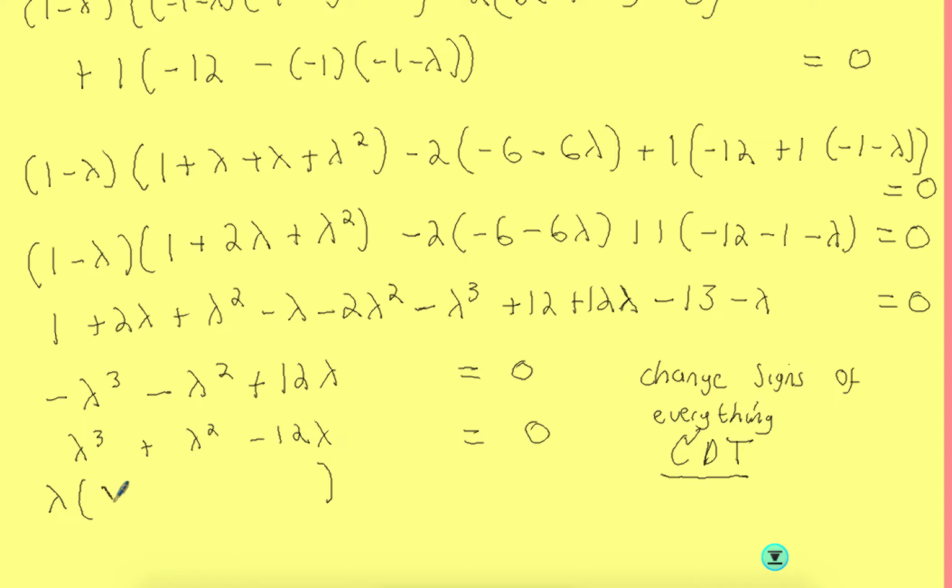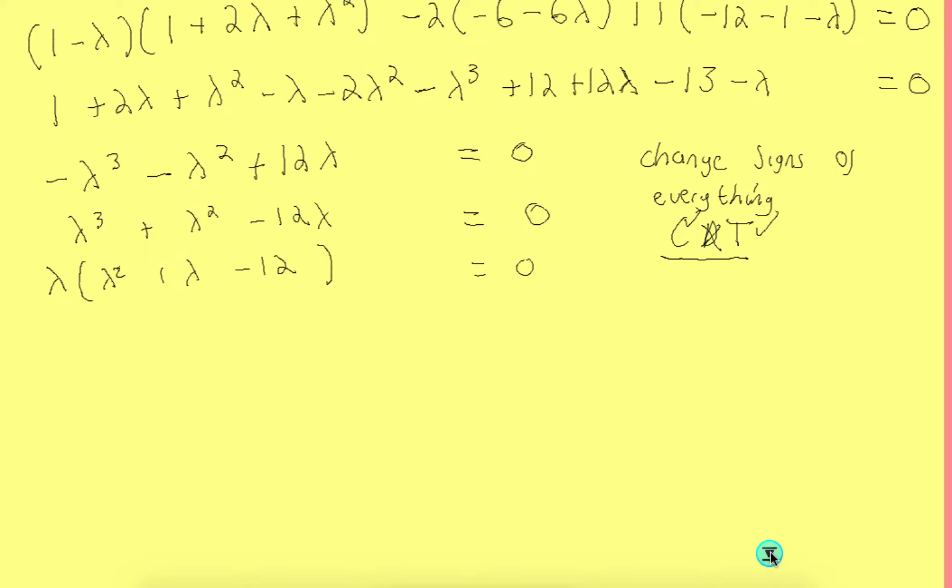Then in my brackets goes lambda squared plus lambda take away 12. So I'm just taking a lambda out of each part of it and putting it on the outside is equal to 0. So I've done my common factor, right? Is it a difference of 2 squares? No, because this bit here has got 3 terms. Is it a trinomial? Yes, it is, because there's 3 terms in that question.